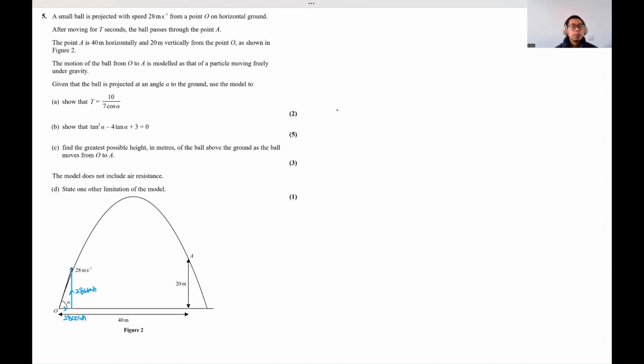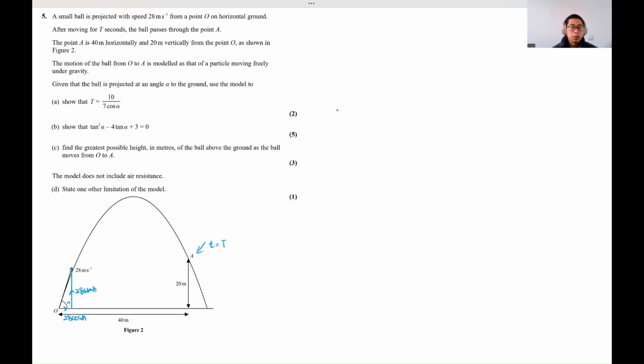And then after moving for t seconds, the ball passes through the point A. So when the particle reaches point A, time is capital T. And then point A is 40 meters horizontally and 20 meters vertically from point O, which I already labeled here. The motion of the ball from O to A is modeled as that of a particle moving freely under gravity. And then given that the ball is projected at an angle alpha to the ground, use the model to show that T equals 10/7 cos alpha.